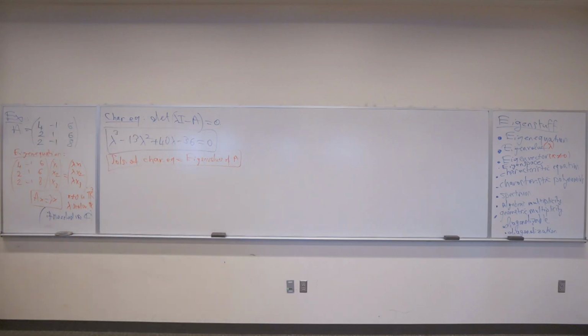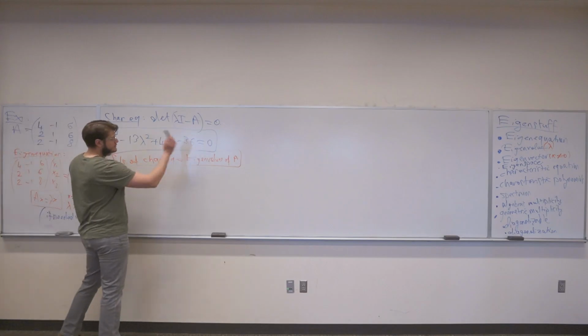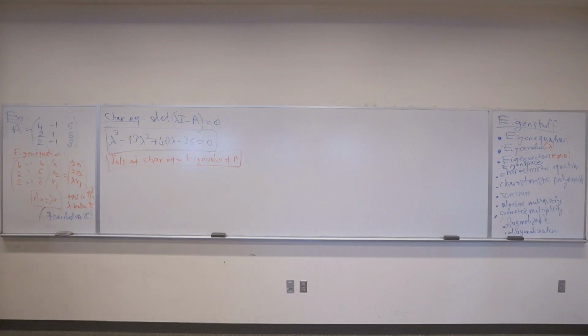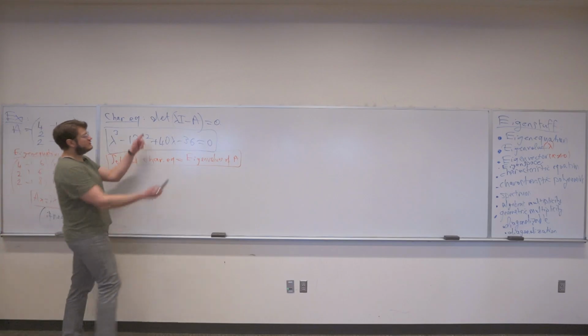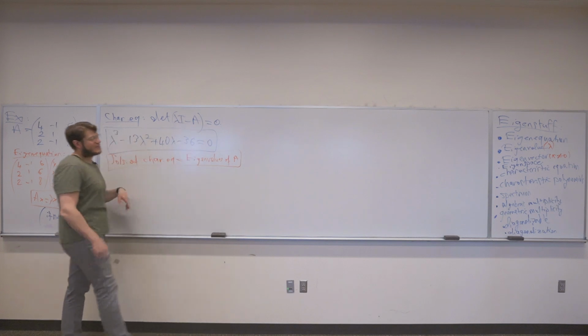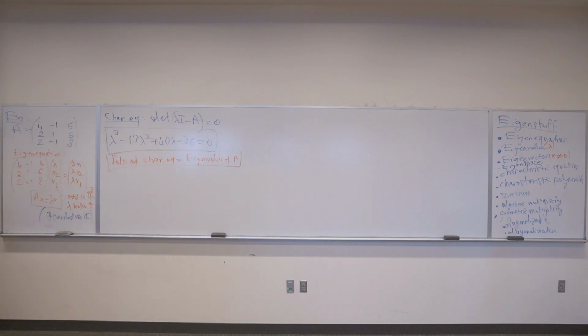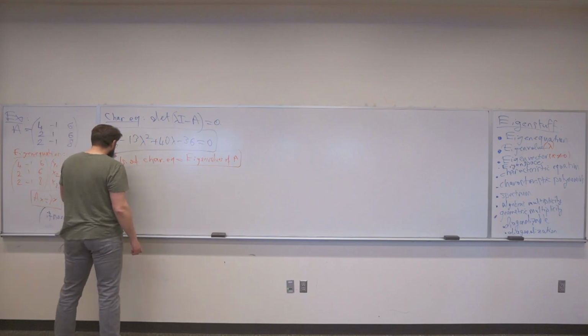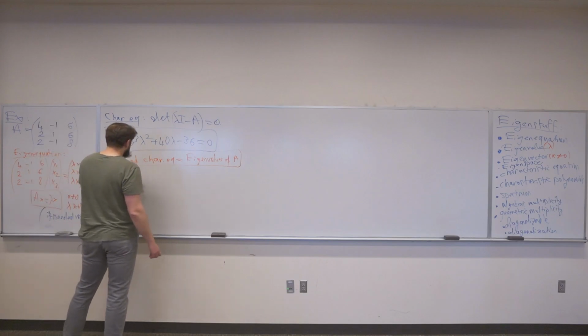It's also fairly common to call this, the polynomial on the left-hand side, the characteristic polynomial of A. It's a polynomial in lambda. So this determinant of lambda I minus A is defined as the characteristic polynomial of A. This is a new terminology now. Char poly.